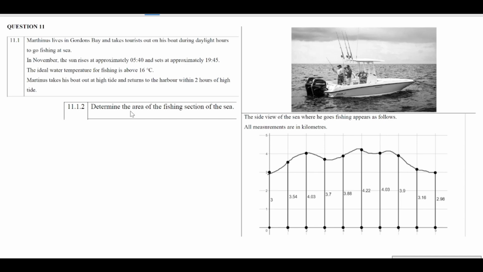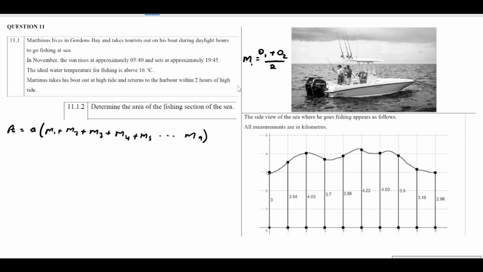And then determine the area of the fishing section of the sea. The formula I am going to use is also in your formula sheet. Area A equals a times m1 plus m2 plus m3 plus m4 plus m5, and we do this up until m9. How do you calculate this? Remember, m1 equals ordinate 1 plus ordinate 2, divided by 2.